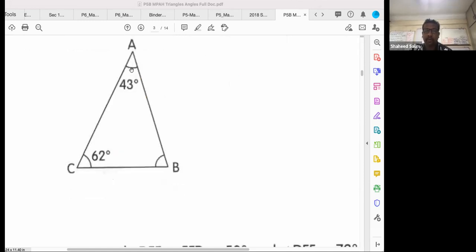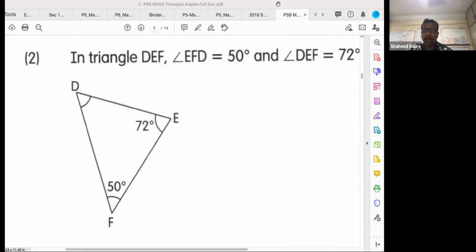Okay, this is now revision. You try to find this angle now. Farish, use a calculator. You all must have a calculator. Naomi, use your calculator. These three angles must add up to 180.